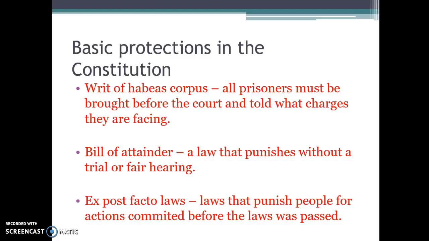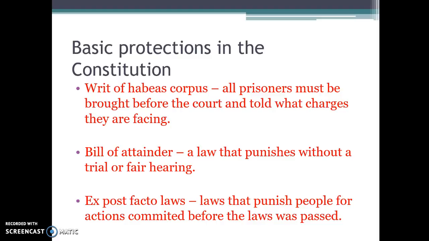Next up is a bill of attainder. What this is that you're not allowed to pass any laws that would punish people without a trial or fair hearing. And then lastly, we have the ex post facto laws. These aren't allowed either. An ex post facto law would be a law that punishes people for actions committed before the law was even passed. So these three are simple, basic legal rights that are spelled out in the Constitution itself.